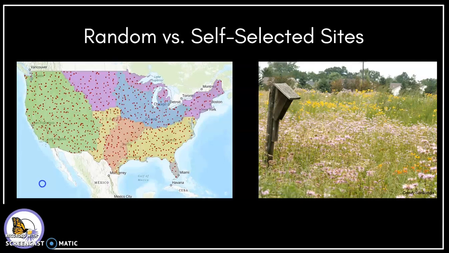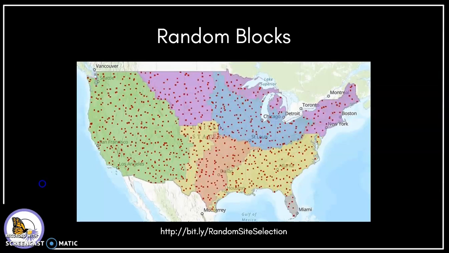To expand a bit more on random and self-selected sites, random priority blocks are situated across the monarch's U.S. breeding range. These 10 by 10 kilometer cells were randomly selected through a specialized process. They are random and do not necessarily indicate higher quality or potential for habitat. The website below shows where to access an interactive map with random blocks.